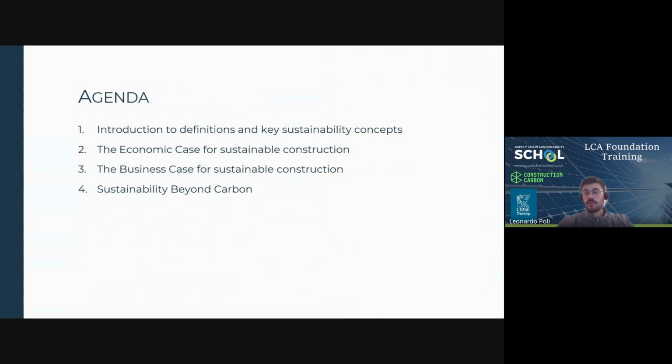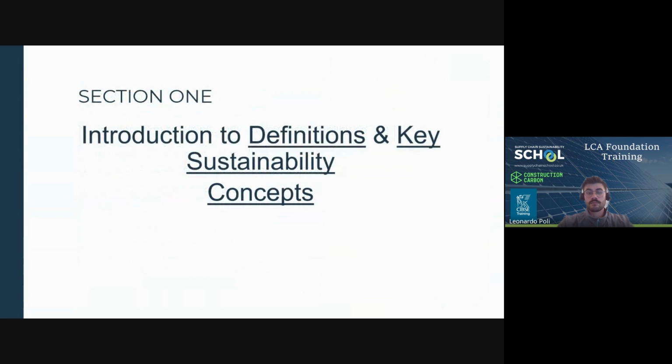In this presentation, we're going to first cover definitions and a brief overview of key sustainability concepts. We're then going to go through economic and business aspects related to sustainable construction, and finally, sustainability beyond carbon. Let's start with Section 1, Introduction to Definitions and Key Sustainability Concepts.